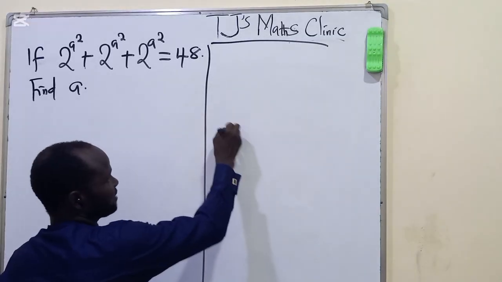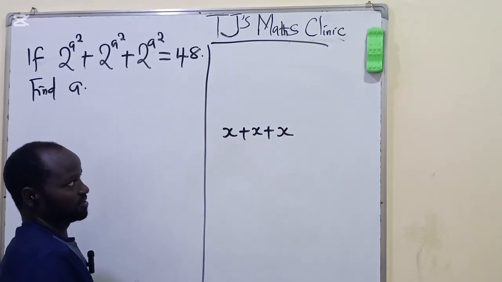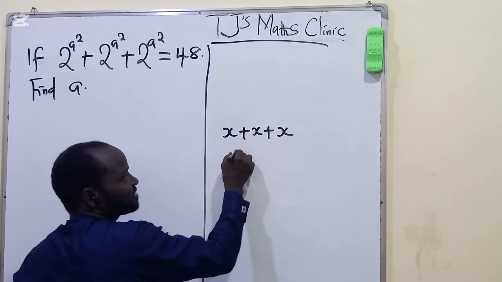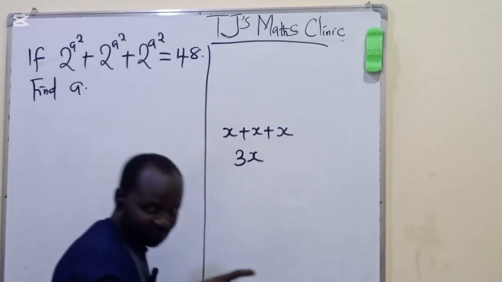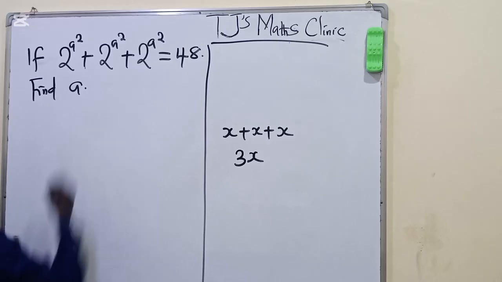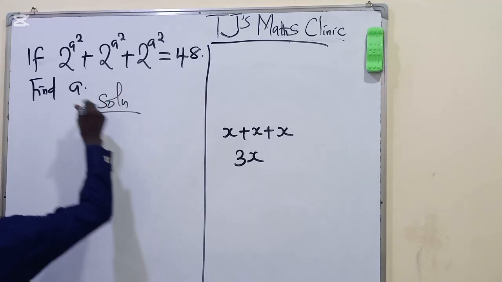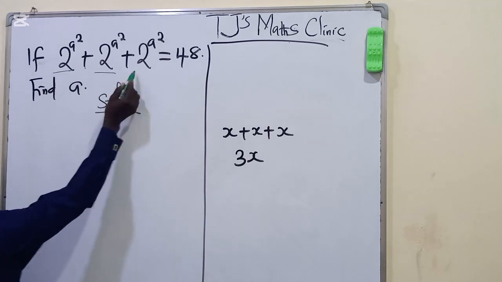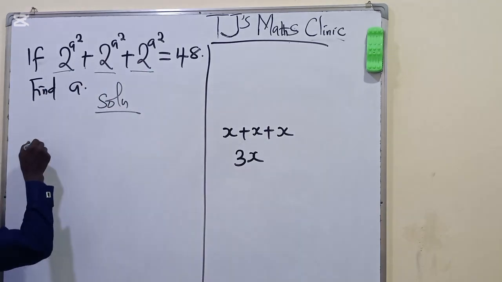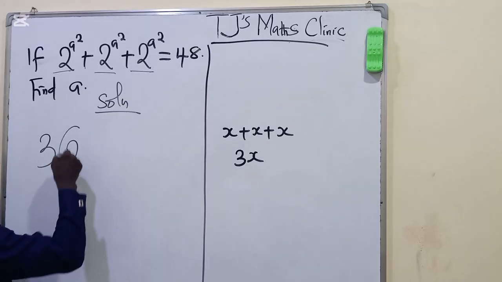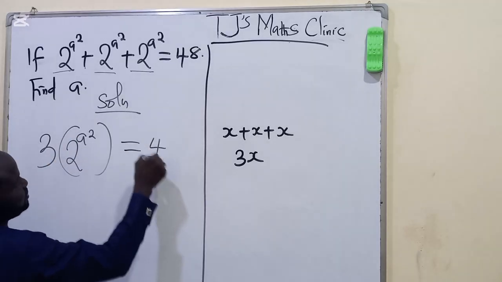If we have x plus x, for instance, in three places, it means we can write this as 3x, meaning we are having 3 of x. That's what it means. So let's write down the solution and look at how we can handle this question. We're having 1, 2, 3, the same thing. So using this concept, we can write this as 3 of 2 power a square will be equals to 48.